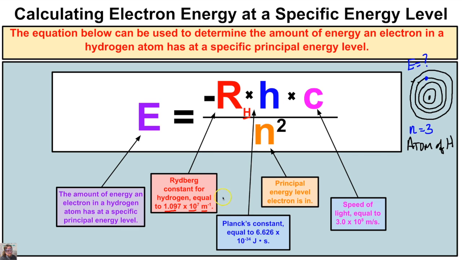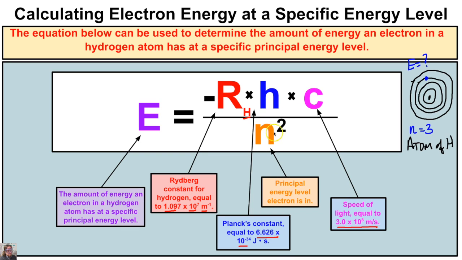If we take a look here, H is Planck's constant. We know that Planck's constant is 6.626 times 10 to the negative 34th joule seconds. We know that C here is the speed of light, which equals 3.0 times 10 to the 8th meters per second.